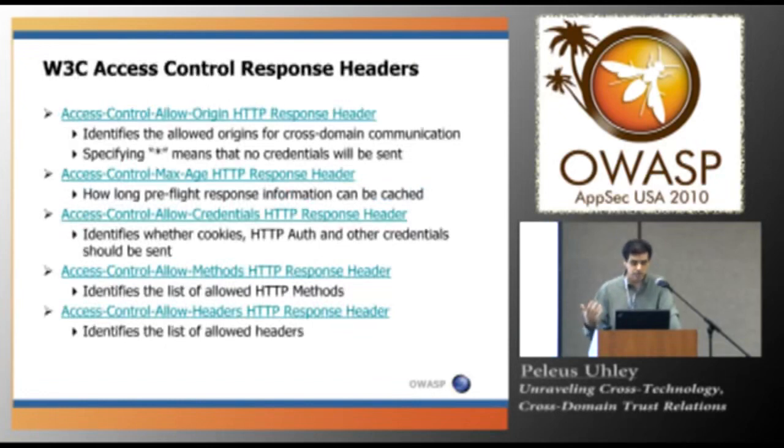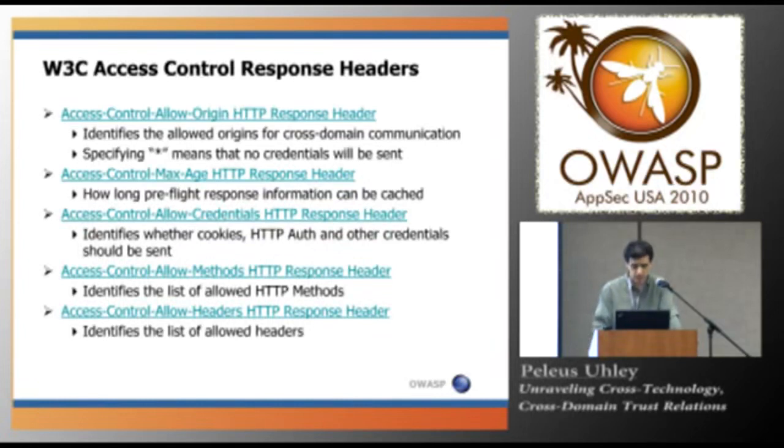And then as far as responses, there are 5 different headers which can come back as part of the response. Access control allow origin tells the browser the domains that you're going to allow this information to be shared with. There's a max age which says how long this rule is in effect for. So these rules can expire in case someone leaves their browser on for 2 months. Allow credentials. Identifies which headers are allowed to be shared across domains, the methods, and headers in general.